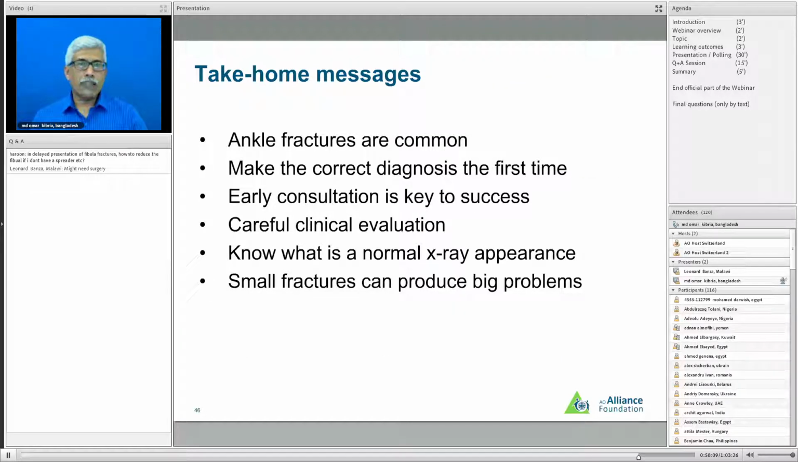So after the live question session, we can come to the take-home messages. Ankle fractures are quite common in low-income countries. You must be able to make the correct diagnosis the first time. Early consultation is the key to success. The earlier, the better you can reduce them. You must have careful clinical evaluation. And now you know what a normal X-ray looks like and how to read it, because small fractures can produce big problems.